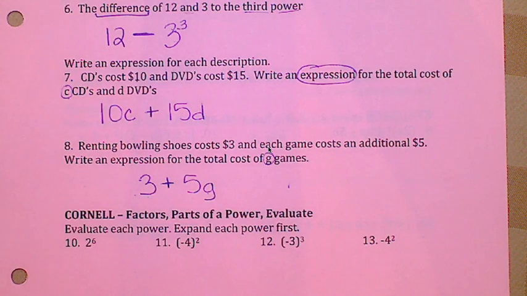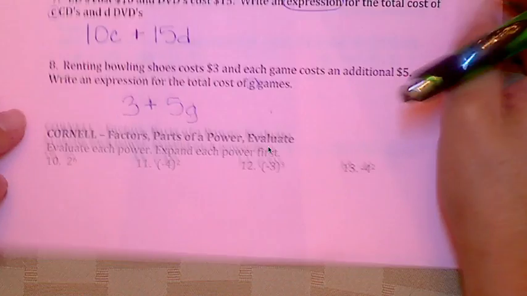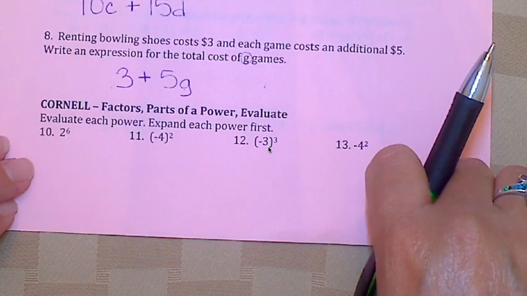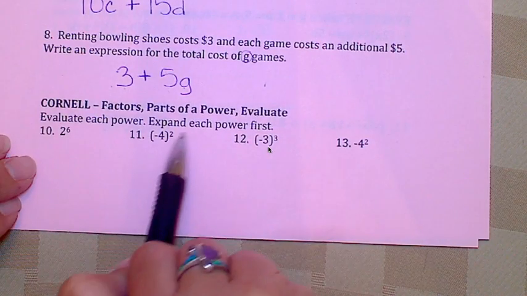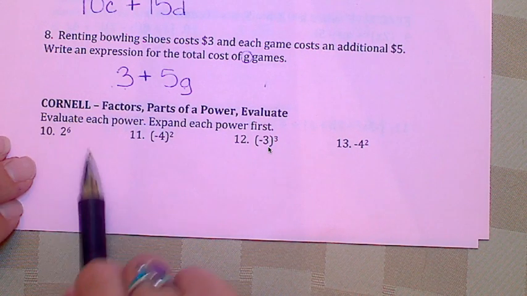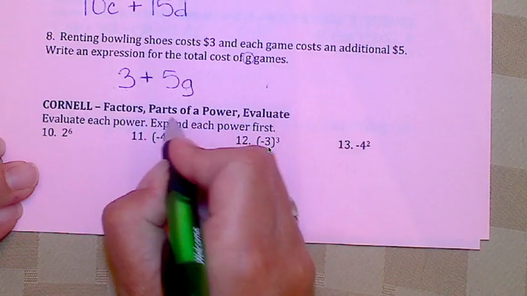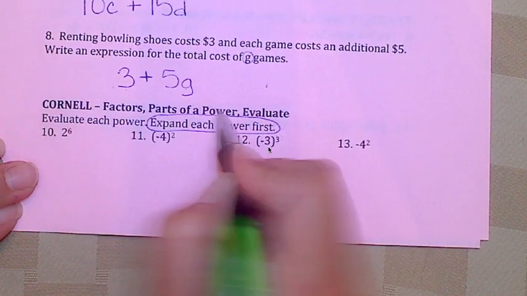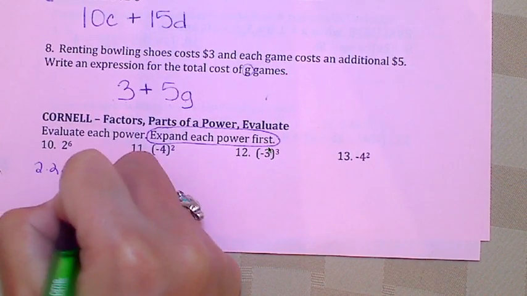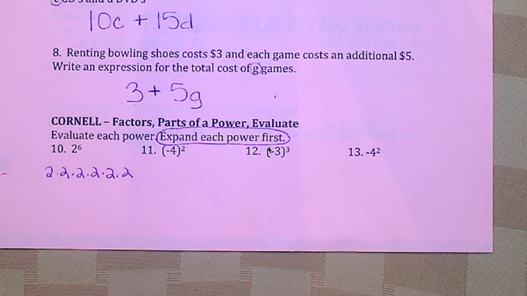All right. The last thing in section 1.1 is factors, parts of a power, and evaluating. So you've already taken notes on what factors are and what the parts of the power are and how to evaluate an exponent. But I want to do some more examples with you so it's abundantly clear. It does say that we need to expand each power first. So 2 to the 6th power, of course, means 2 times 2 times 2 times 2 times 2 times 2. That's what you get when you expand it first.